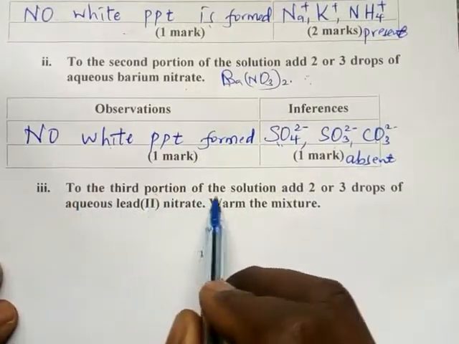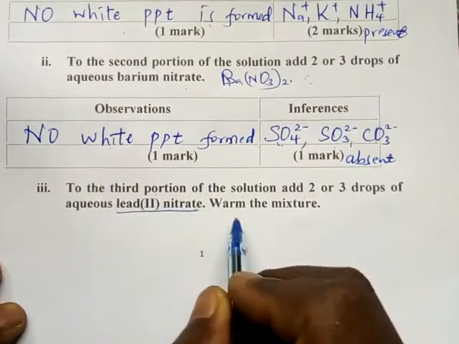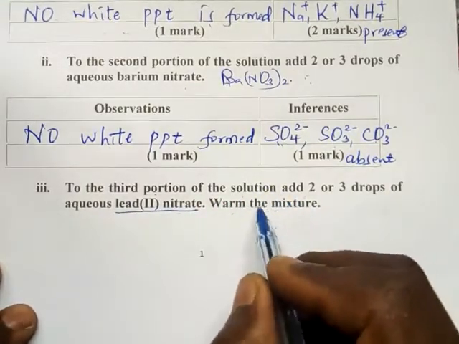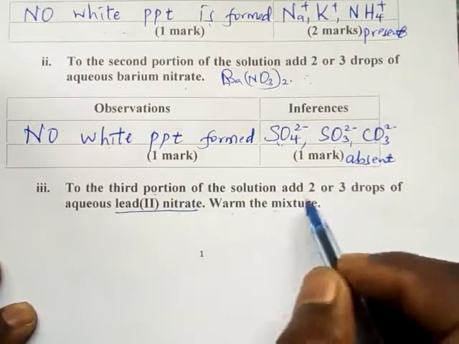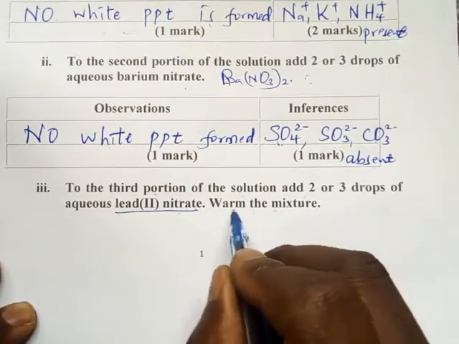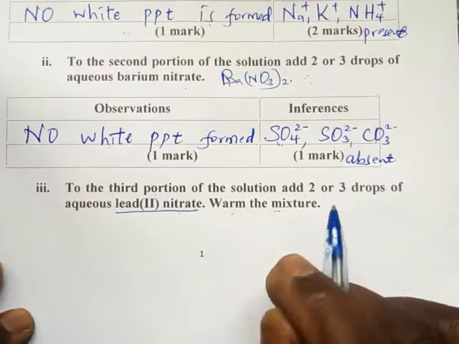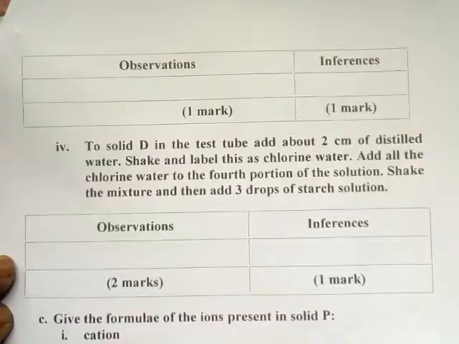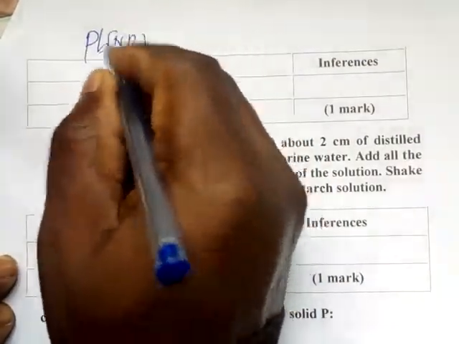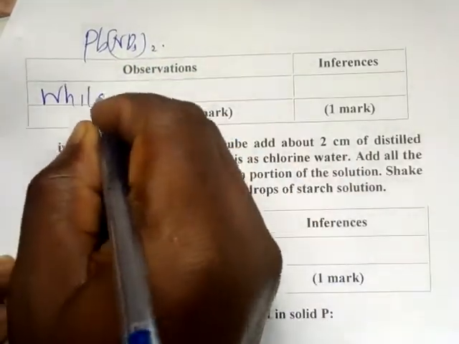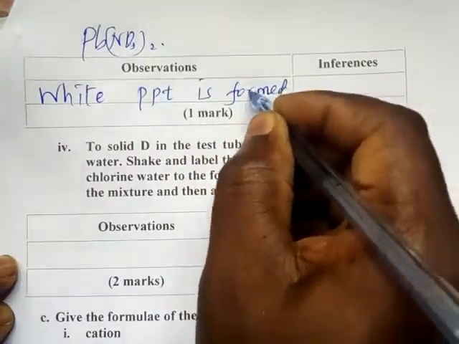To the third portion of the solution, add 2 to 3 drops of lead nitrate, warm the mixture. So here we are going to make 2 observations. After adding 2 drops, what happened? After warming, what happened? Once you have been told to warm, and an observation is expected, you have to make the observation twice. So after adding 2 drops of lead nitrate, a white precipitate is formed.